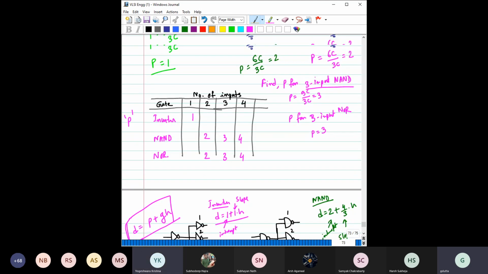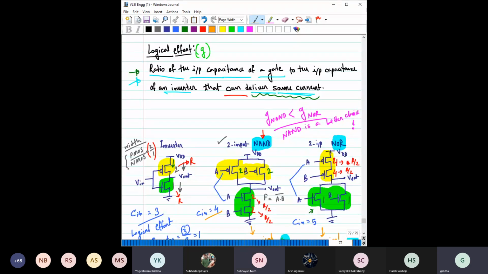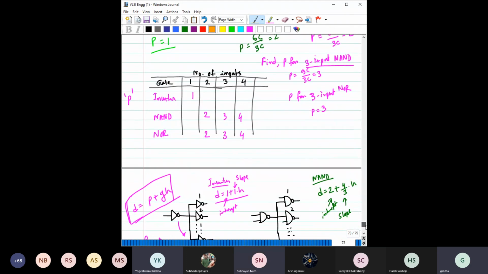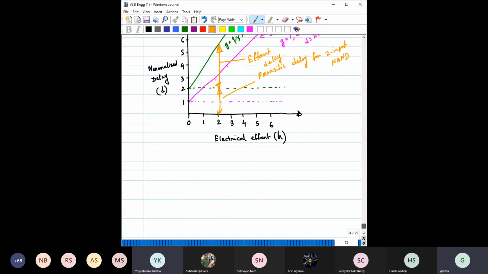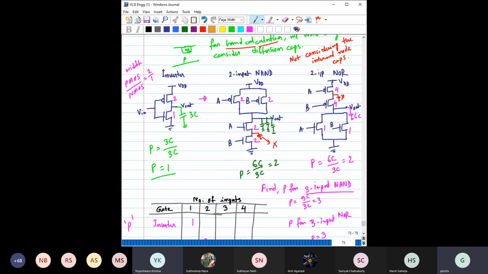Okay, so if you have any doubt here. So that is effort delay for Shubham, actually it is not the Elmore delay. Elmore delay we will be covering, and there we will also consider the internal node capacitances as well.